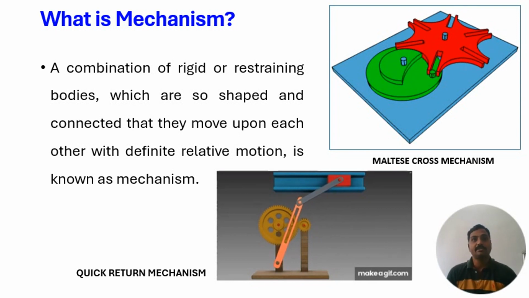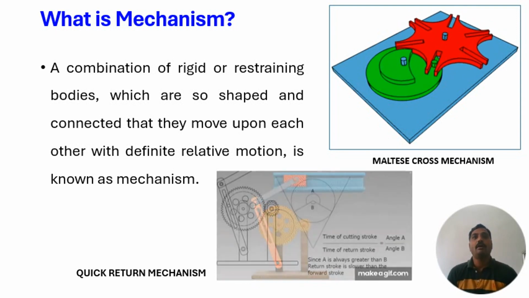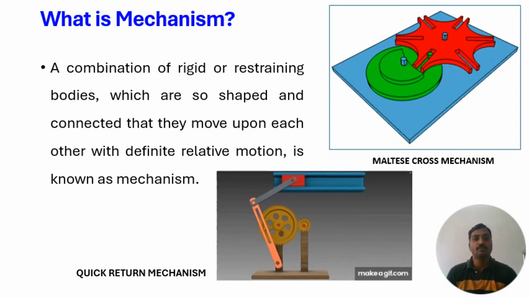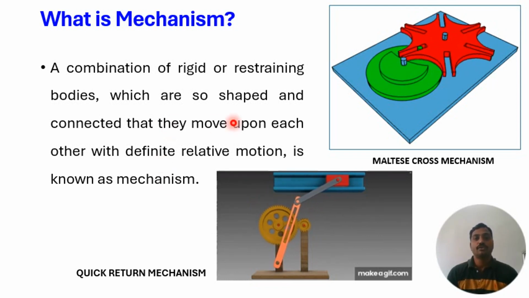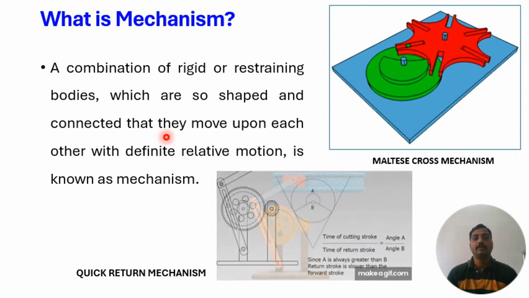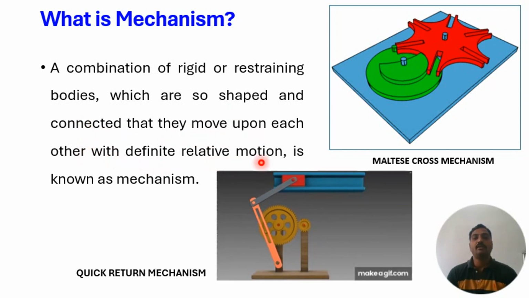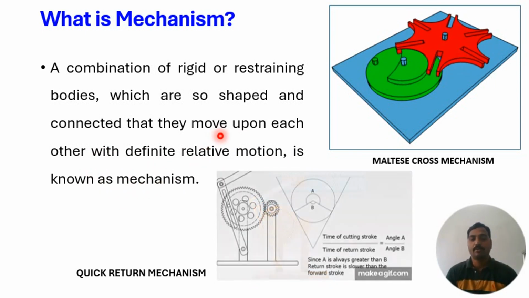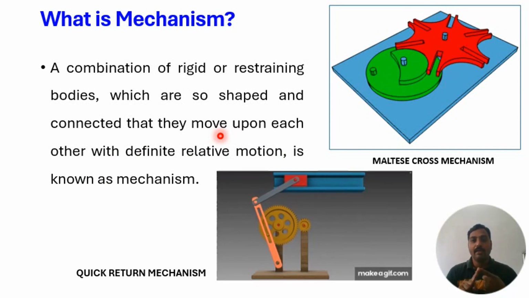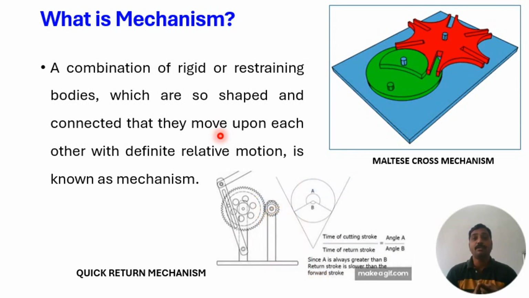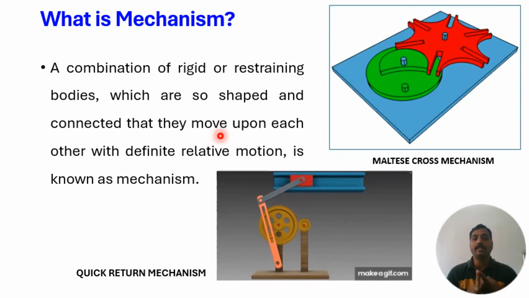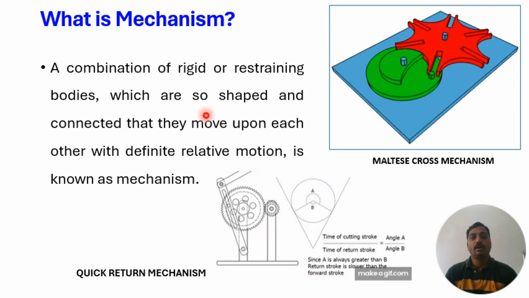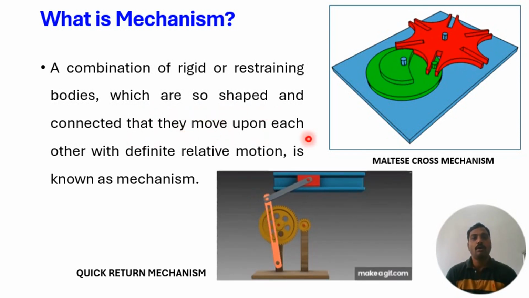A mechanism is a combination of rigid bodies, or restraining bodies, which are so shaped and connected that they move upon each other with a definite relative motion. So in this case, when two links are connected or assembled together, and we give any displacement or force to the system, they have to maintain a relative motion between them. That is what it says: they are so shaped and connected that they move upon each other with a definite relative motion.